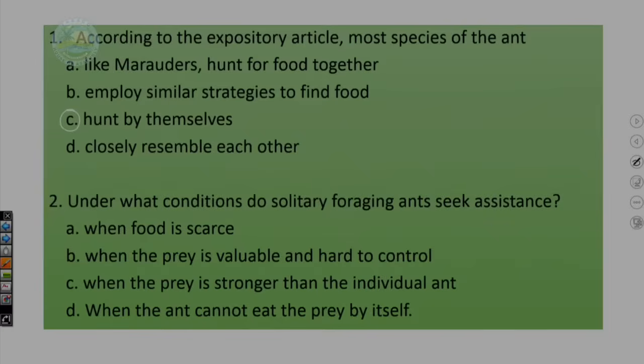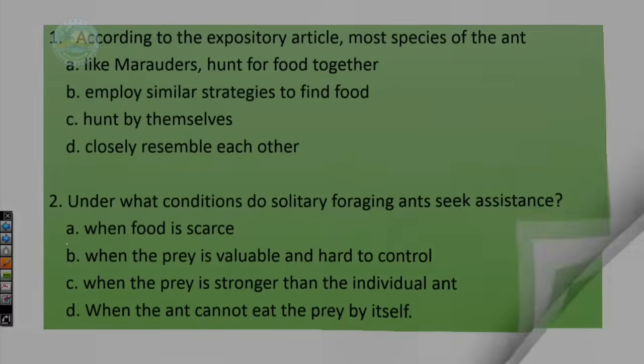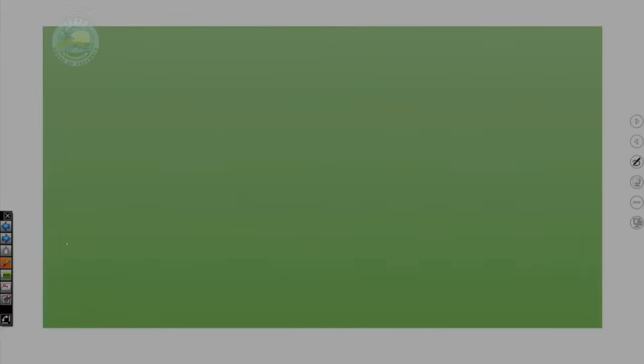And when we look at it, it says, under what conditions do solitary foraging ants seek assistance? And our answer here is B. If you said B, then you are correct. When the prey is valuable and hard to control. Another question that we can look at, we just have a few that we look at today.